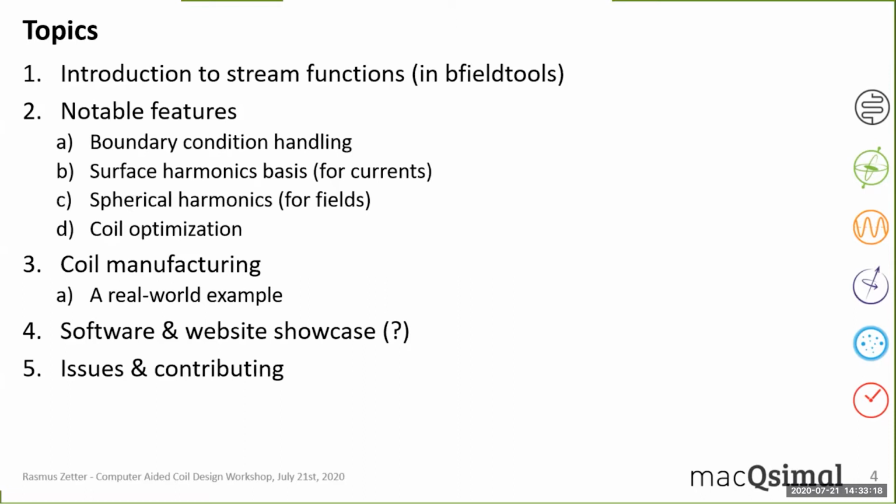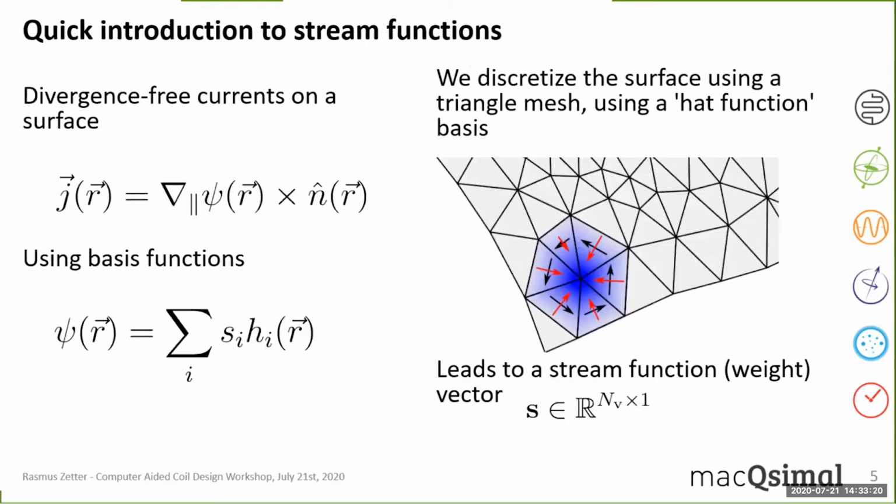Right, so I'll start with stream functions. It's all about divergence-free currents on surfaces. So we have the surface current density J here. I think you can see my mouse, at least I've been able to see previous presenters' mice. The surface current density is a function of this stream function psi. It's a scalar potential, but not the magnetic scalar potential. It's just a way to represent a surface current.